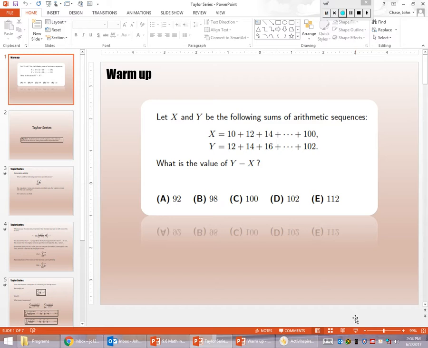So what's the answer? 92. Boom. It's this thing minus this thing. So that means all these go away, and you have 102 minus 10, which is 92.